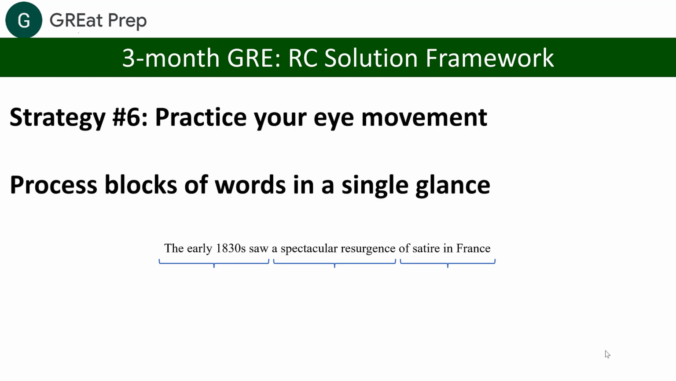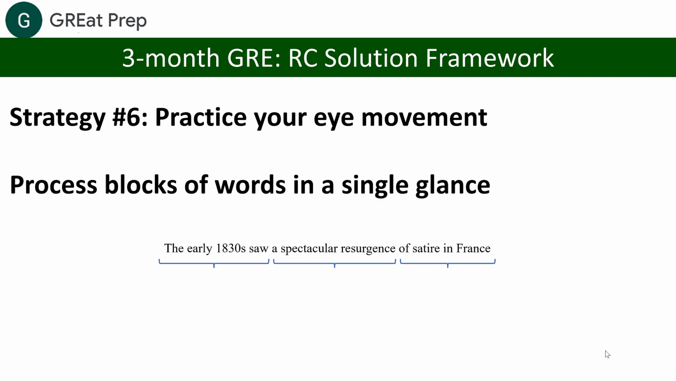Strategy number 6, practicing your eye movement. Now, one very important thing is when you have a wall of words in front of you, it can be very painful if you're reading that word by word. What you have to train is the movement of your eye, the physical movement of your eyeball as you're reading through the comprehension passage. So, one example is the first few words of this particular passage. So the way you have to think about it is the early 1830s saw. Now, can you take a snapshot with your eyes of this entire phrase in one go, these 4 words?